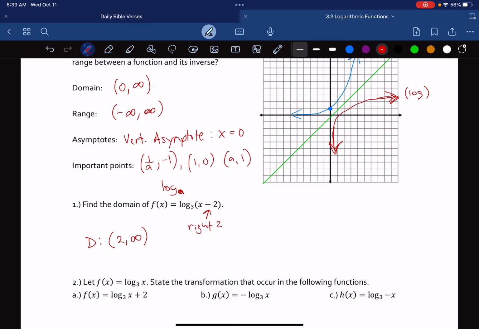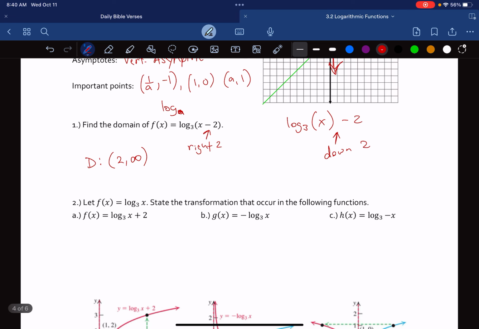Okay? And keep in mind, this is different than log base 3 of x, minus 2. That would be a down 2 and then would not affect the domain, because that's only moving vertical, and the domain, of course, is the side-to-side x values.